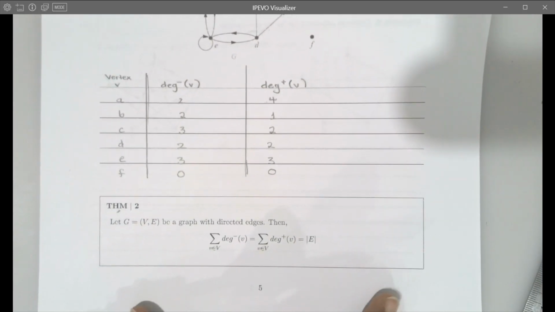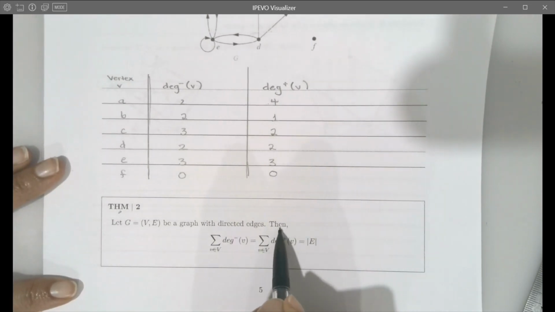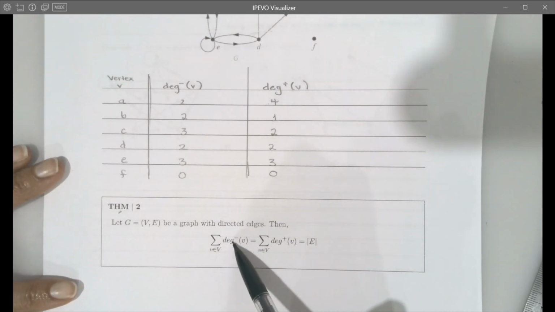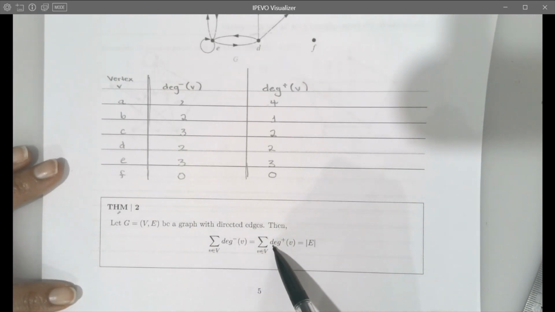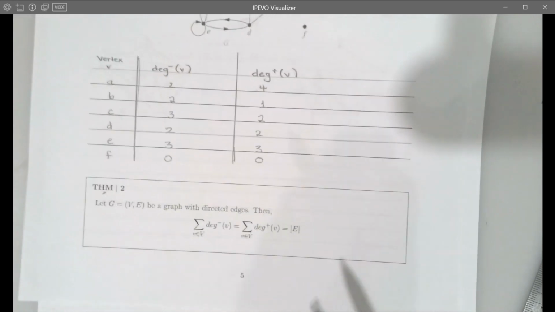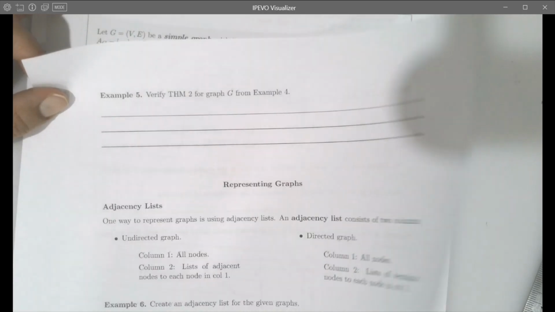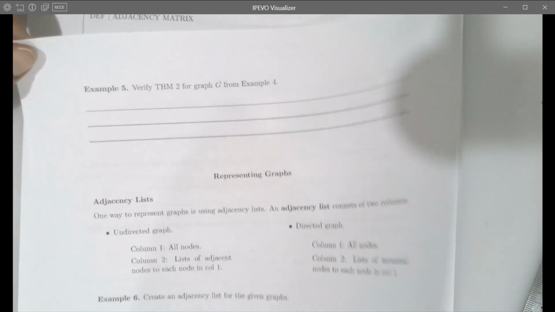Okay, and then we have this theorem, which reads, let G be the set of vertices V and edges E, and it's going to be directed. Then the sum of the degrees of the incoming edges, or the in degree, is going to be the same as the sum of the out degrees, and that should be the same as the number of edges. Okay, so let's see. For example number 5, we have to verify theorem 2, the one we just read, for the graph G from example number 4.